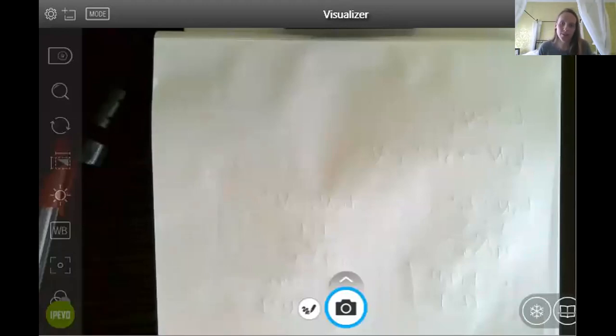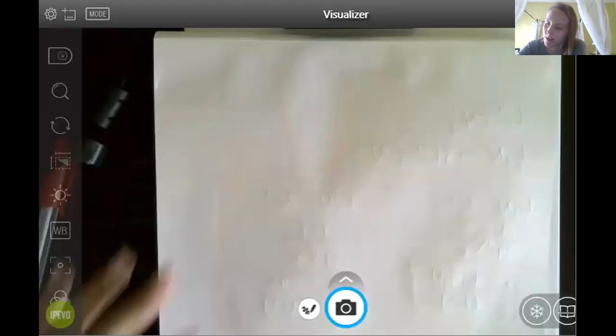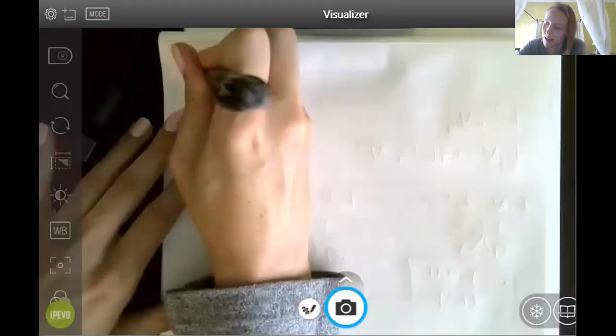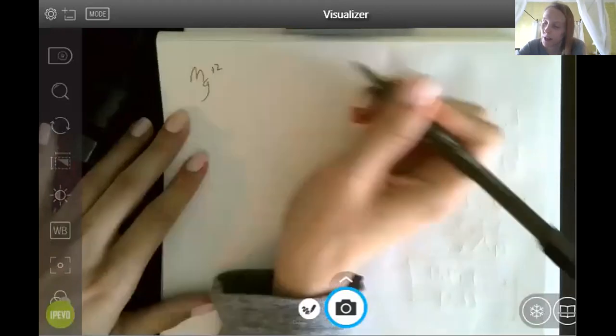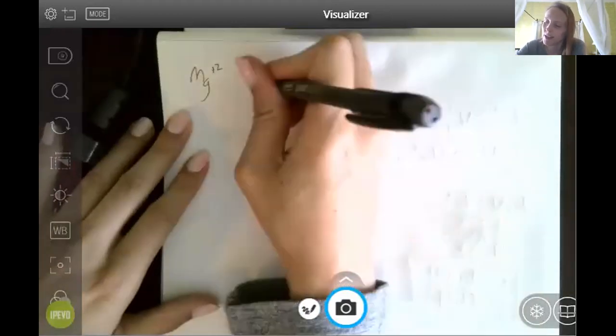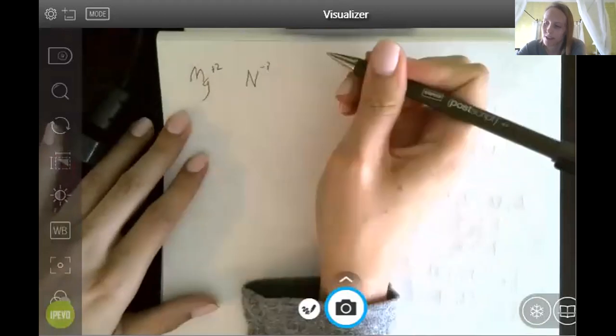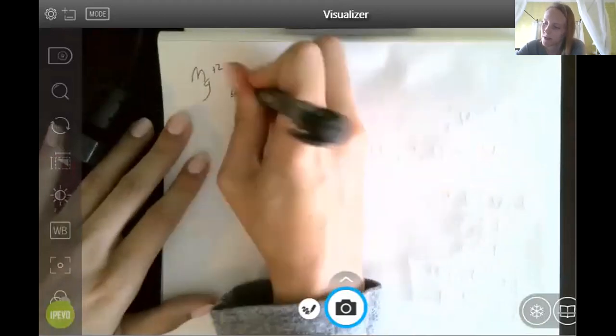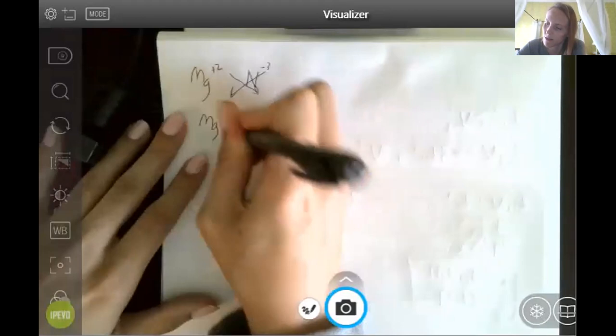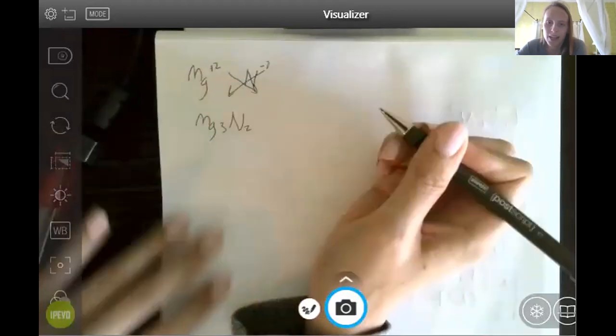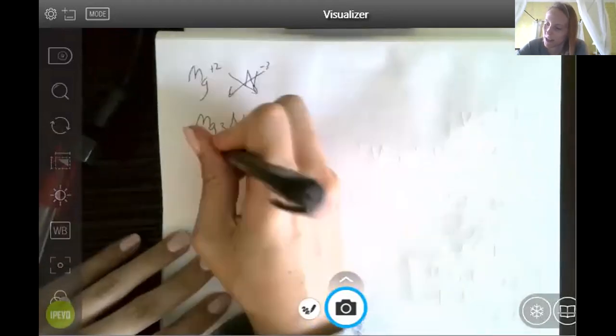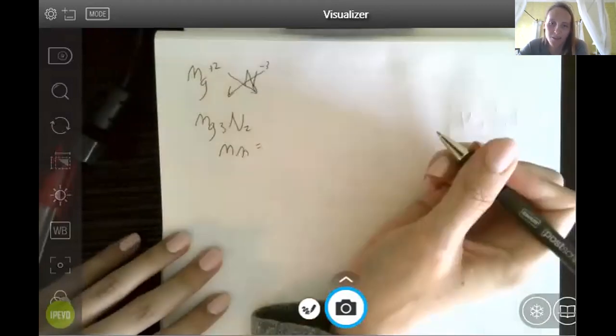So step one, write out the formula for magnesium nitride. Magnesium, being in the second column, has a charge of +2. Nitrogen, being in the 15th column, has a charge of -3. And then I cross those over to get Mg3N2. My next step is to figure out what the molar mass of that is going to be.